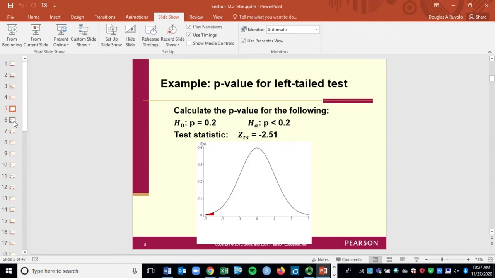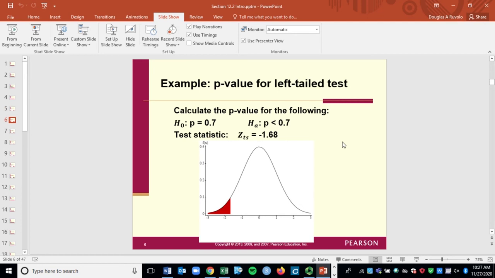How about, I'm going to stay out of the presentation for a second. I'm just going to keep it like this, so I can go back and forth between the standard normal table and the slides here. So we have p is less than 0.7, left-tailed test. Our test stat is a negative 1.68. So since it's left-tailed, we just get to look it up.